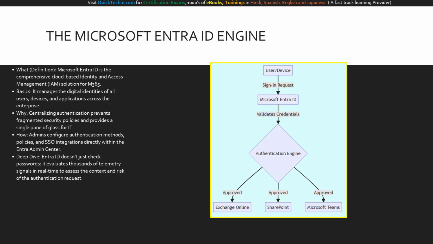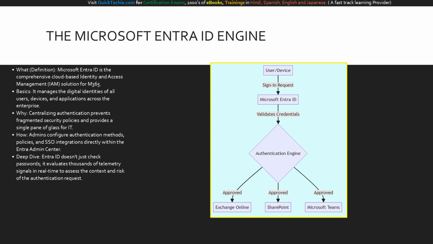The engine powering all authentication in Microsoft 365 is Microsoft Entra ID. Think of it as your organization's central nervous system for security. Entra ID manages the digital identities of everything: your employees, external guests, laptops, mobile devices, and even the enterprise applications themselves. Why is this centralization critical? Because fragmented authentication systems lead to security blind spots.